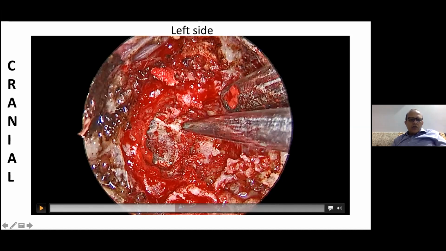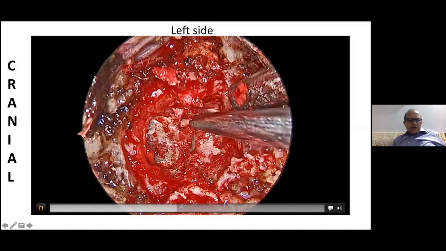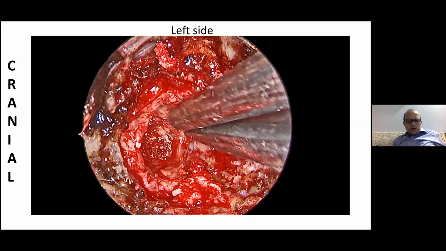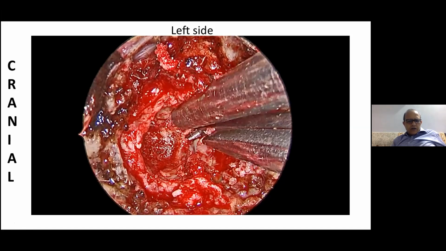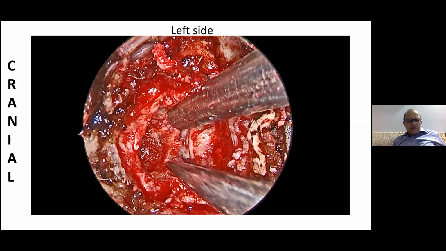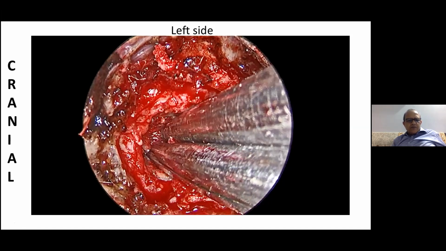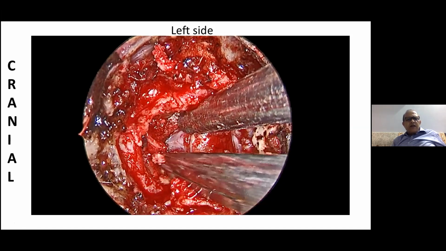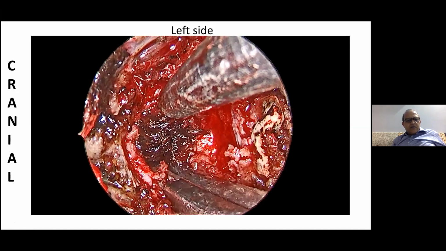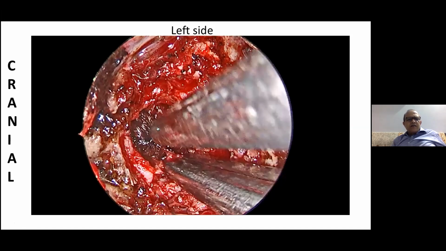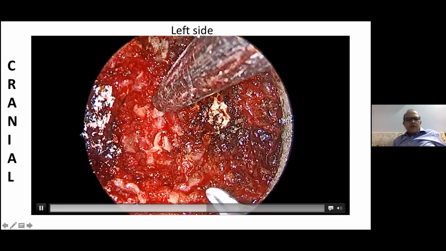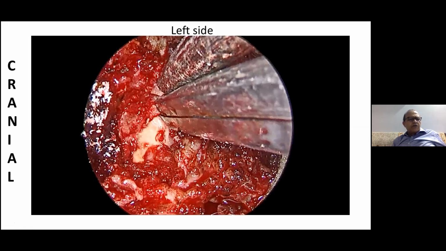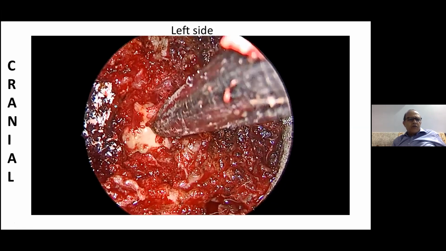The odontoid process after drilling is being removed using a Harrison punch or curette. Now you can realize that it is unstable. Otherwise, it would have come very easily. In most cases, if there is bleeding, then you just put in Abgel. I was not able to reach the superior portion, so I drilled a little bit more of the anterior arch.